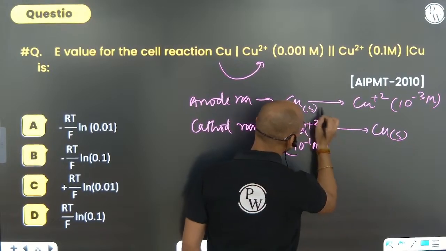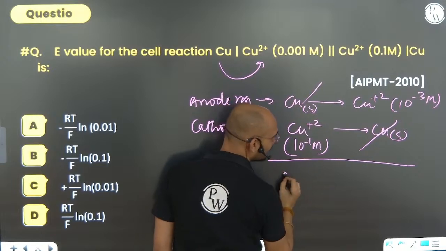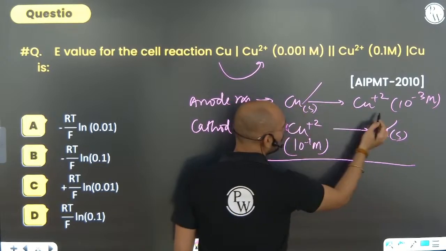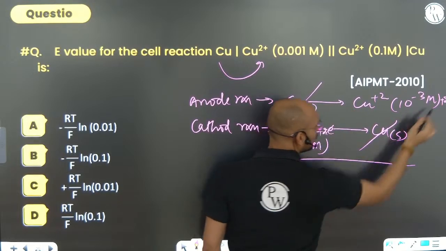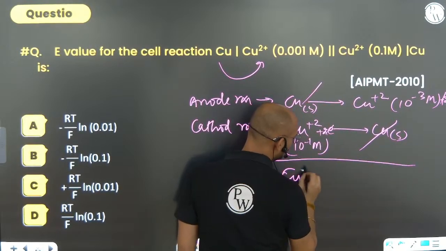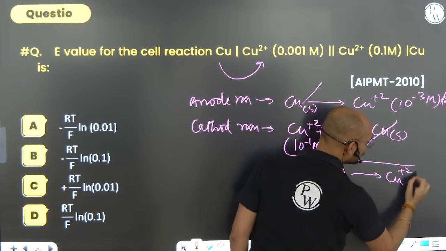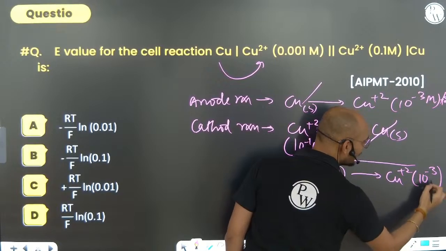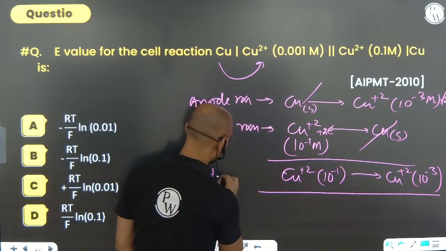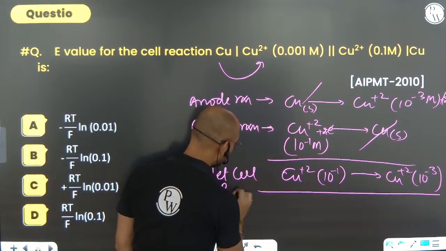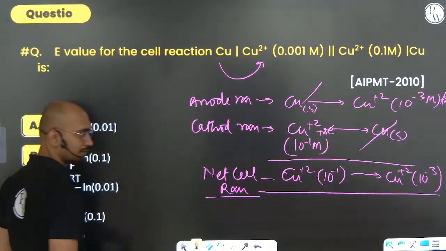Now just add both of them. Copper and copper cancel. There are going to be 2 electrons on the right side and 2 on the left side, so they cancel. So Cu plus 2 of 10 to the power minus 1 converts into Cu plus 2 of 10 to the power minus 3 molar. Yes or no? So we have got the net cell reaction. If you have the net cell reaction, can you not find the cell potential with the help of the Nernst equation?